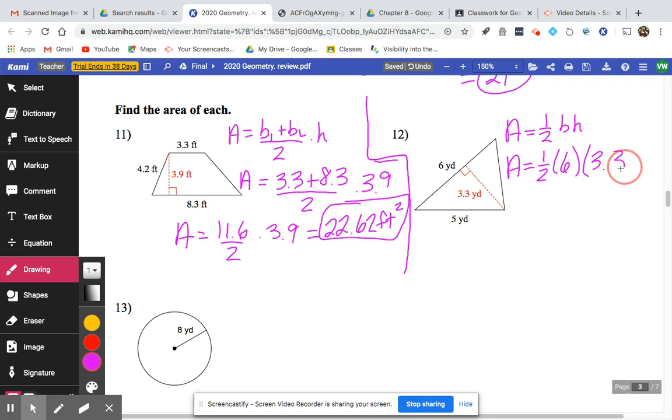So 3.3. There we go. Use a calculator, plug that all in. You'll see that the area is 9.9 yards squared.